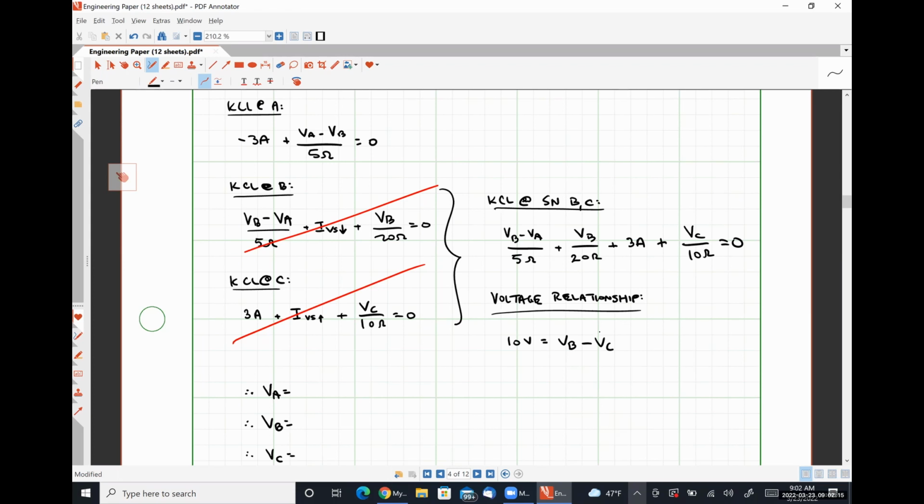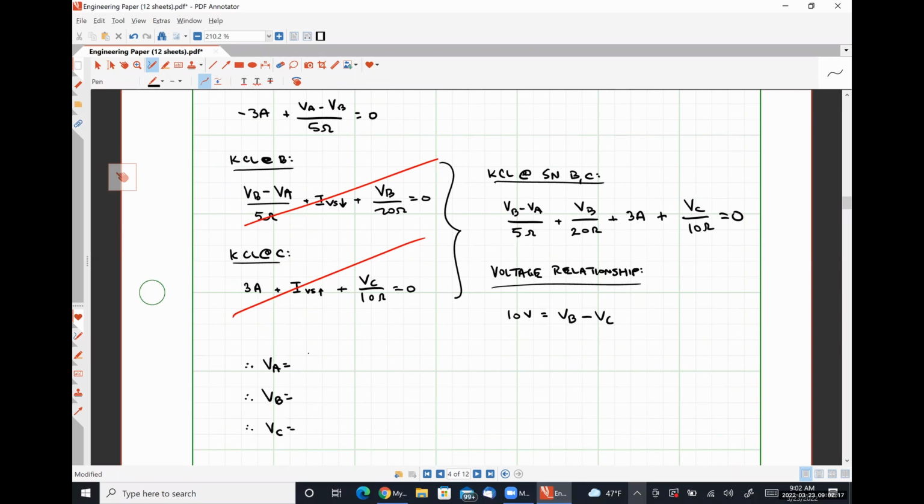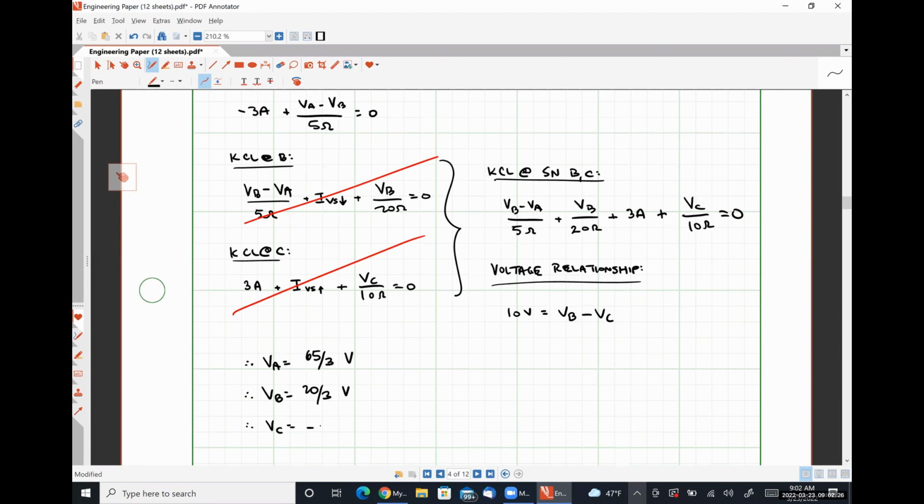And when we solve, I get 65/3 of a volt for VA, 20/3 of a volt for VB, and -10/3 of a volt for VC. All right. So now that we understand the concept of a supernode, anytime we have a voltage source, we're going to have a supernode. Okay, we just put a circle around it and sum the currents leaving.